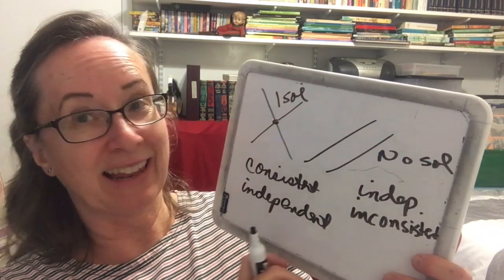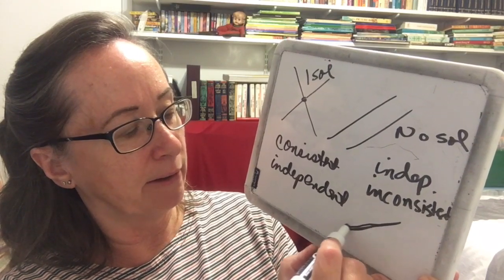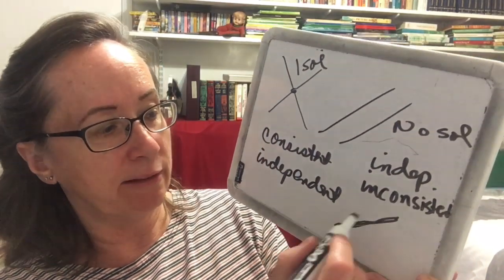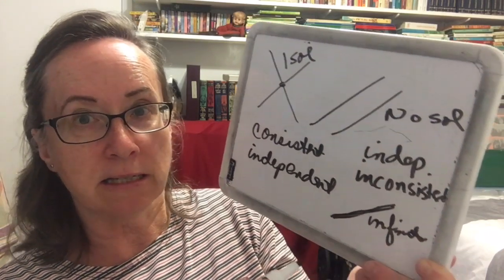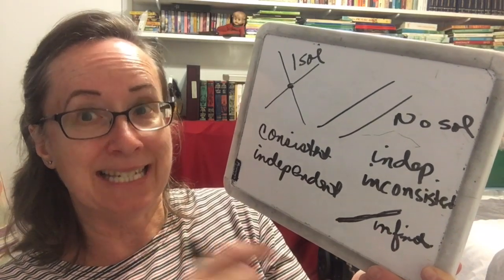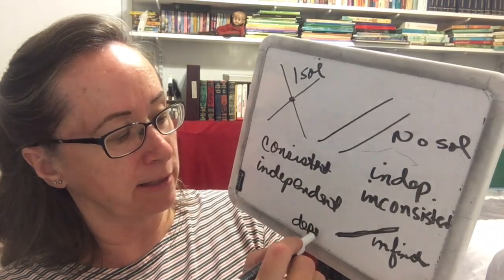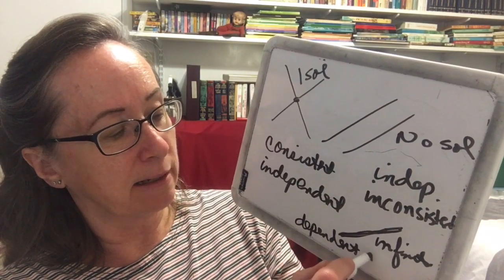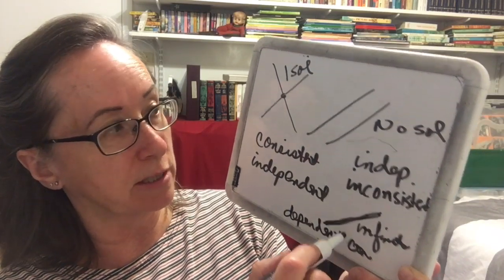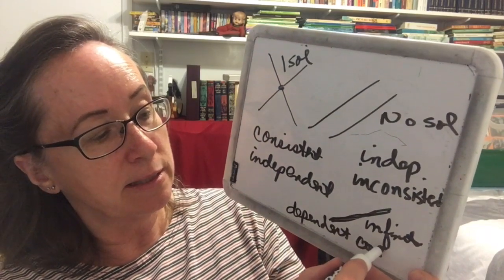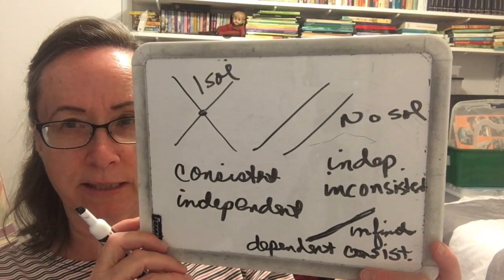And then the last one we have is when they're actually the same line. We've seen there's infinitely many solutions. And we call this one dependent, consistent. So dependent because they're actually the same line, and consistent because there's not only one, but there's an infinite number of solutions. So consistent means it has at least one. So it is consistent. All right, so those are the categories that we're going through.